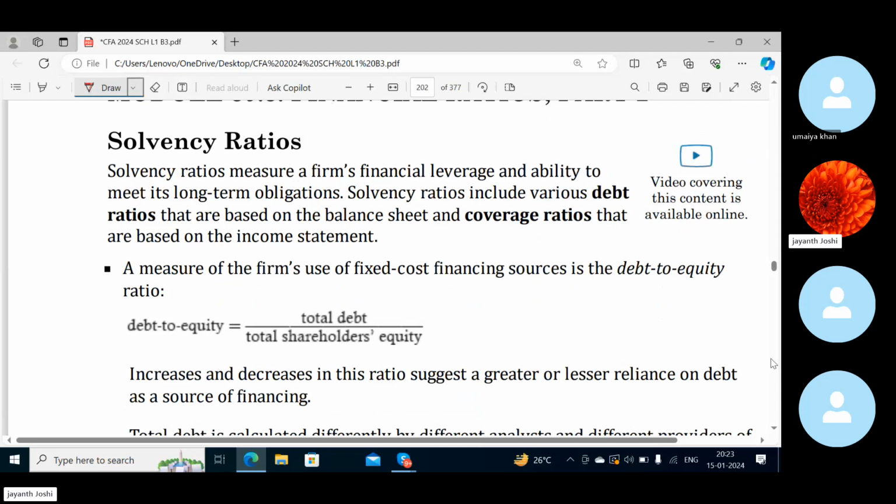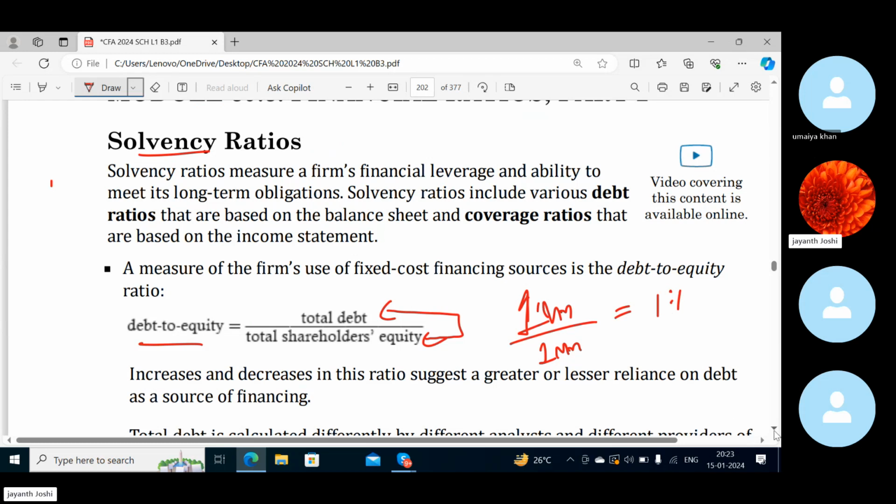Now we are entering into the next set of ratios, debt to equity ratio. This comes under solvency ratio. Okay. What do you mean by debt to equity ratio? It shows the relationship or the ratio of debt and total shareholders' equity. So let's say my company's debt is $1 million and my shareholders' equity is also $1 million. Okay. The ratio is 1:1, right?